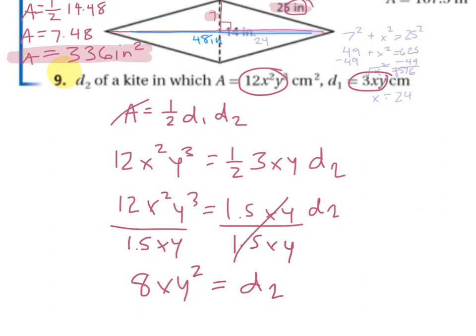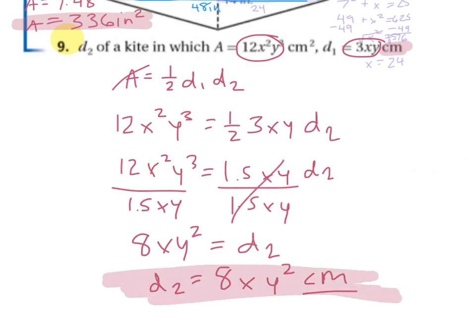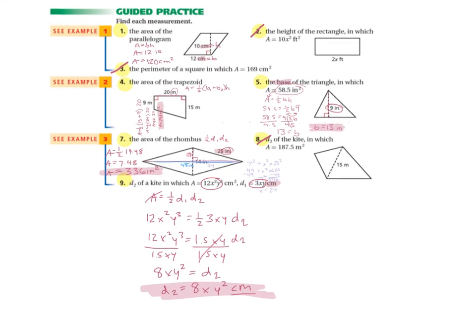And since our question was given to us in centimeters, our answer needs to be in centimeters, so we can just rewrite this as diagonal 2 is equal to 8xy squared centimeters. And it's only centimeters because we're only finding the diagonal here, we're not finding the whole area, because area would have been centimeters squared, but our diagonal is just centimeters. So this would be our final answer. So this is everything for page 1.